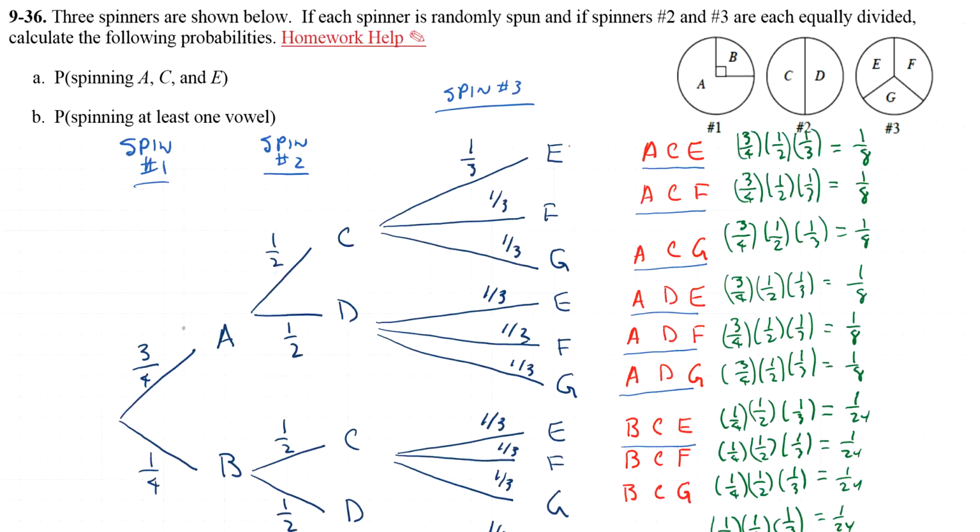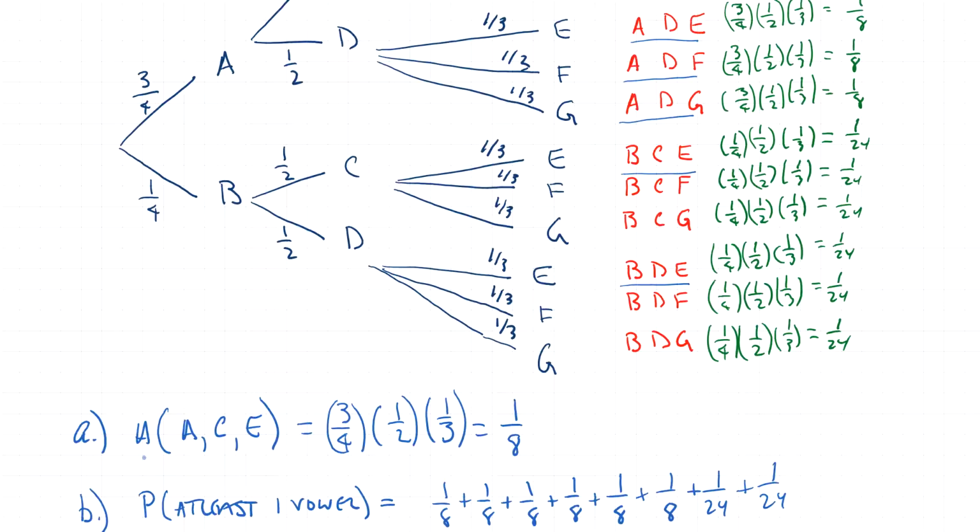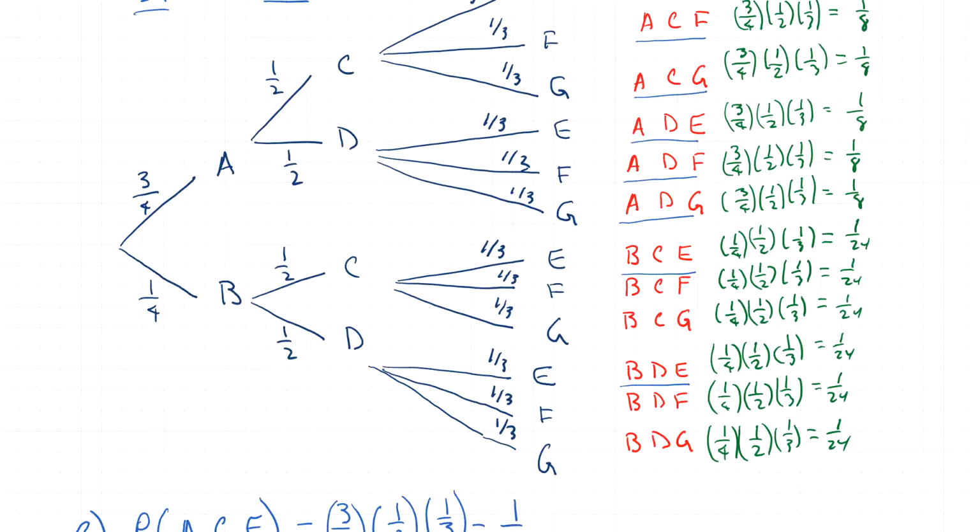Okay, so as we go through the tree diagram, we have A, C, E. For that first combination, the probability of spinning A, C, E, we just start from the beginning and go A, 3/4, times C, which is 1/2, times 1/3. So 3/4 times 1/2 times 1/3 equals 1/8. Just to see my work here, this should be a P. So the probability of spinning an A, C, and E equals 1/8. So you multiply along the tree diagram.